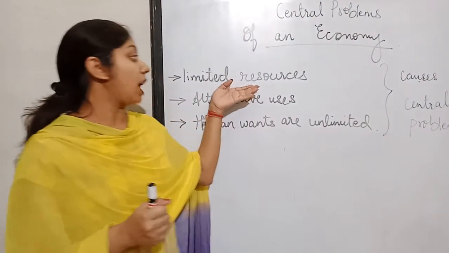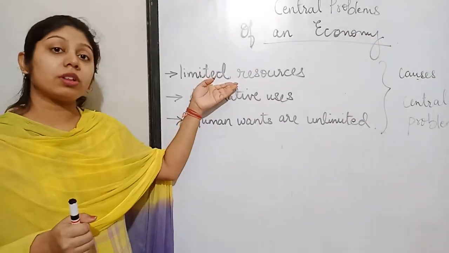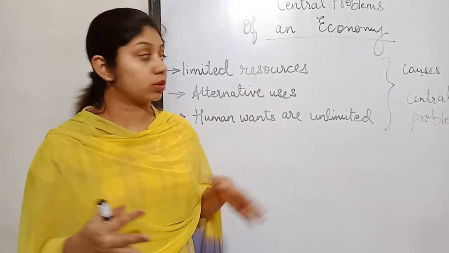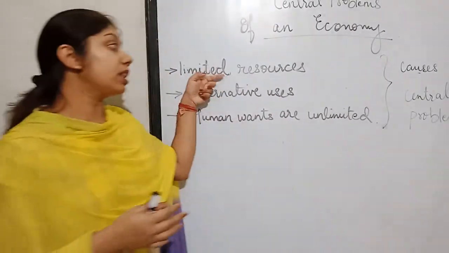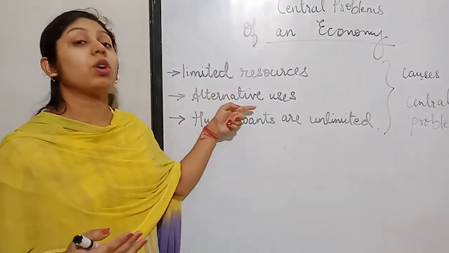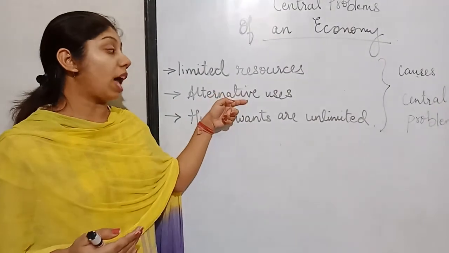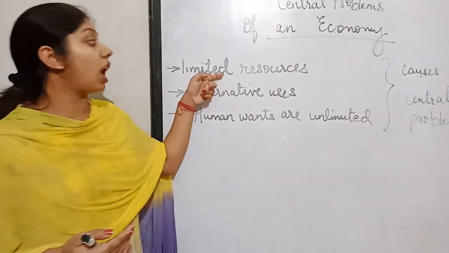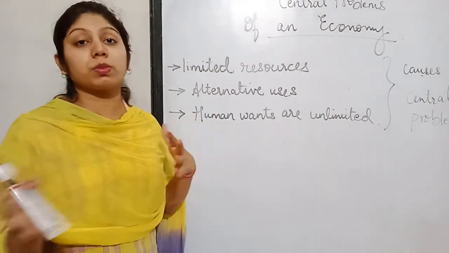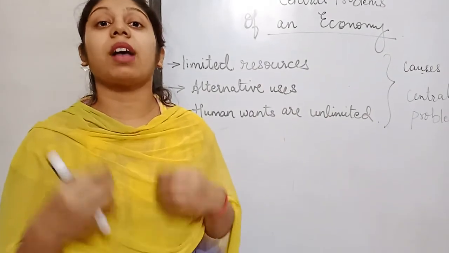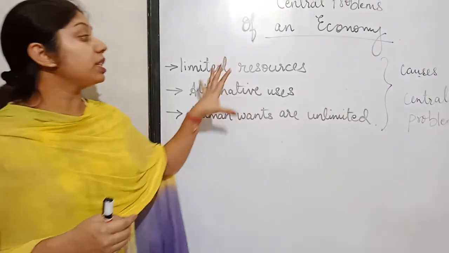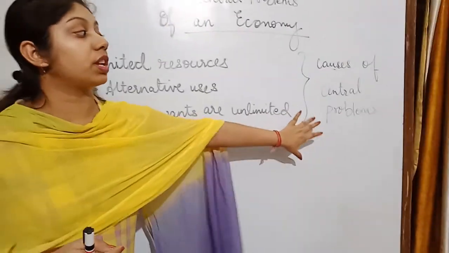Over here, as discussed earlier, limited resources are what? They are resources which are available for us to consume as individuals or households, and they are limited. Since they are limited, we go for the best option. We have to choose. So over here we have the alternative uses. And this alternative use depends upon the limited resources. Why? Since the resources are limited, we have to choose between the resources which will maximize our satisfaction. And third, human wants are unlimited. So these three problems are the causes of central problems.